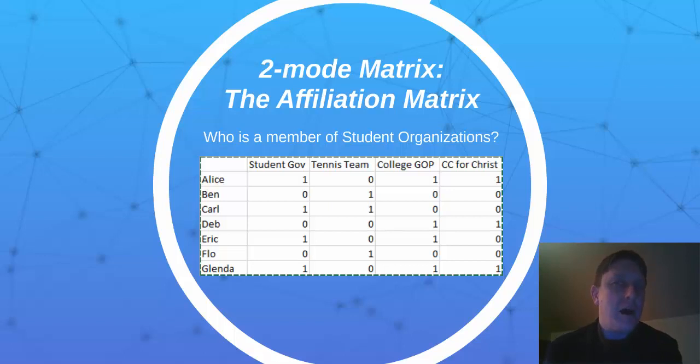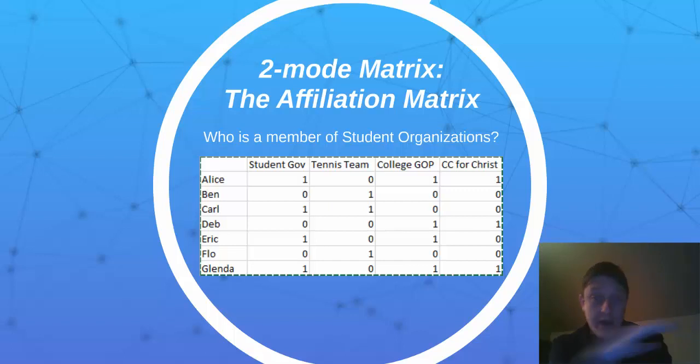One more challenge for you. There's more information you can get from this matrix. How many people are in student government? Do you see it? Add up the ones going down the column for student gov. 4. There are 4 people in the student government. Alice, Carl, Eric, and Glenda. Adds up to 4. There are 4 people.